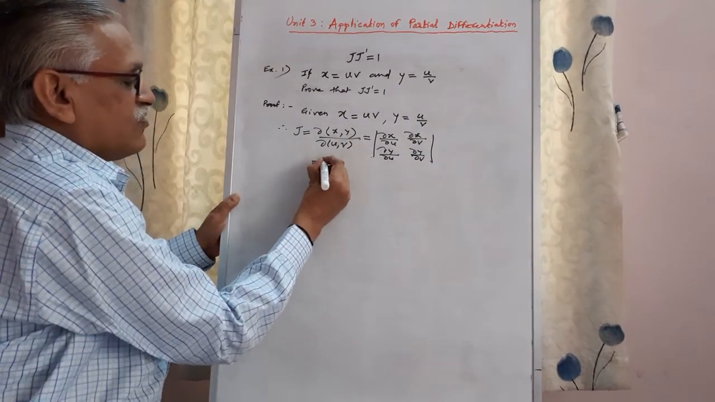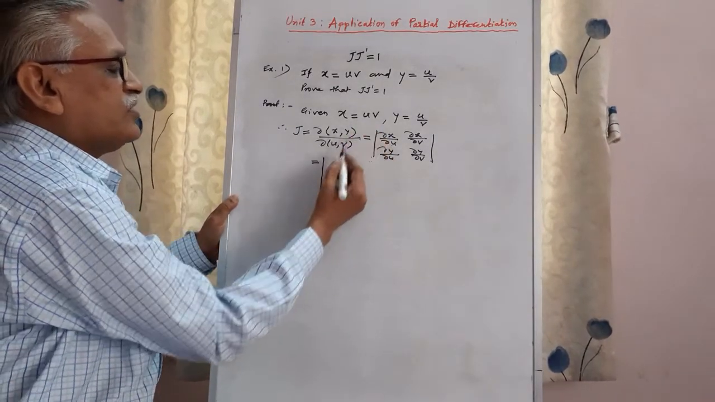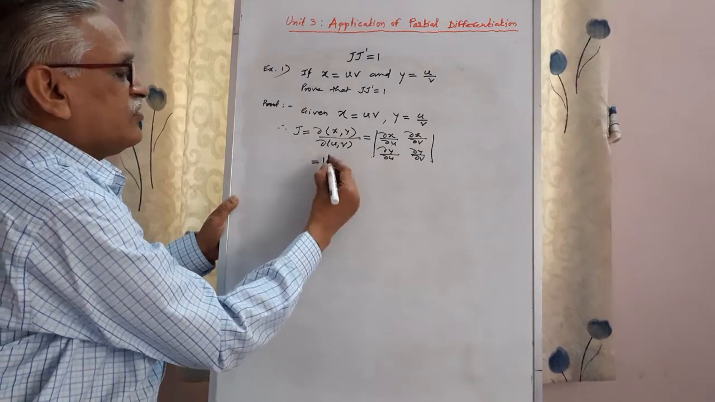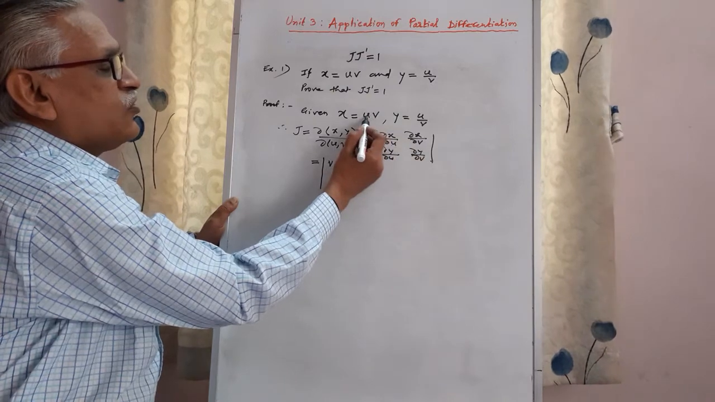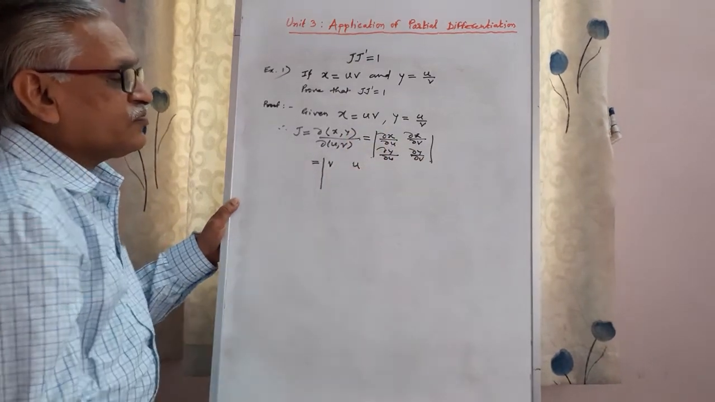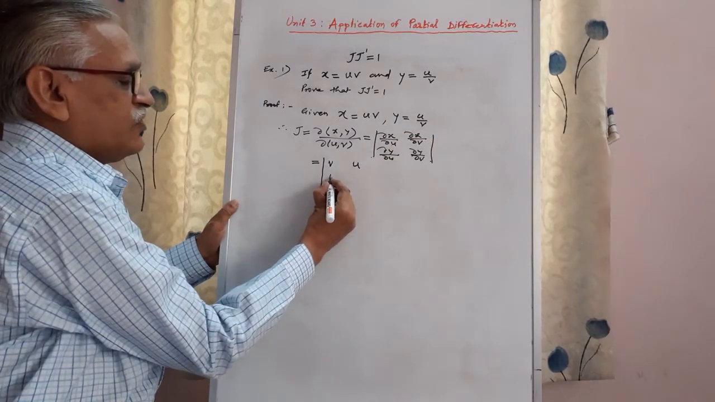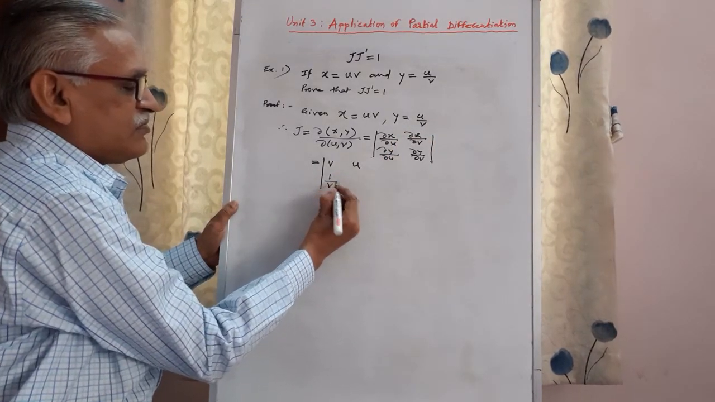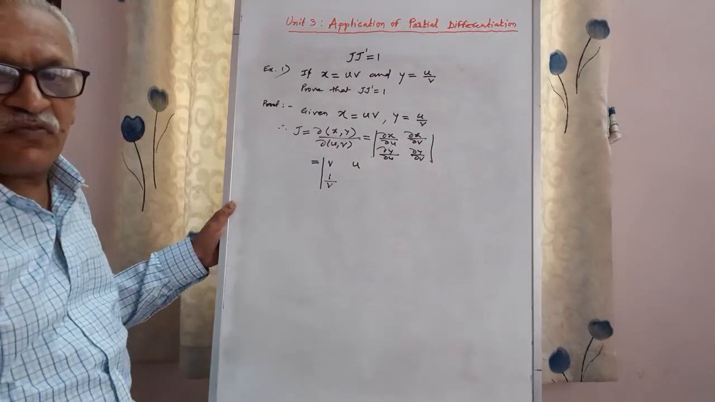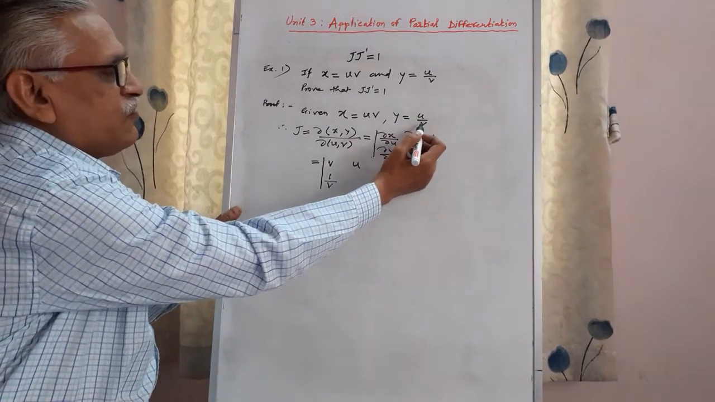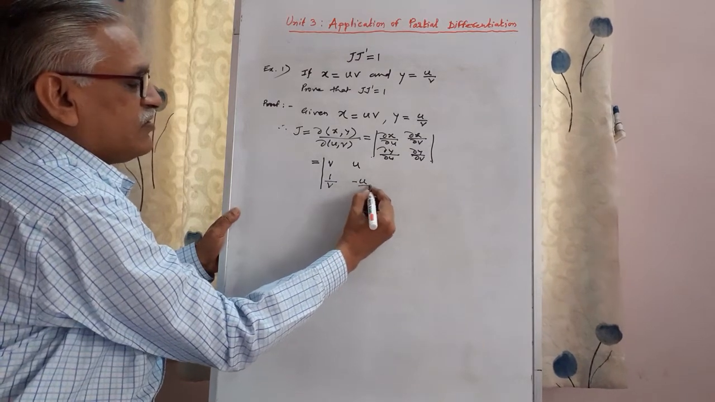Finding this, differentiating x with respect to u, keeping v constant, its derivative is v. Differentiating x with respect to v, keeping u constant, it is u. Differentiating y with respect to u, v constant, 1/v is a constant term outside, the derivative of u is 1, so 1 into 1/v gives 1/v. And differentiation with respect to v is minus u/v².